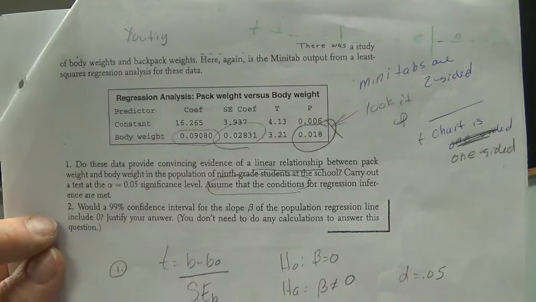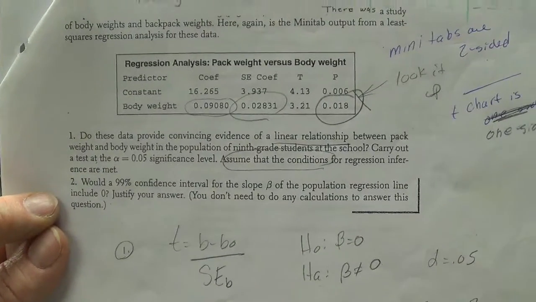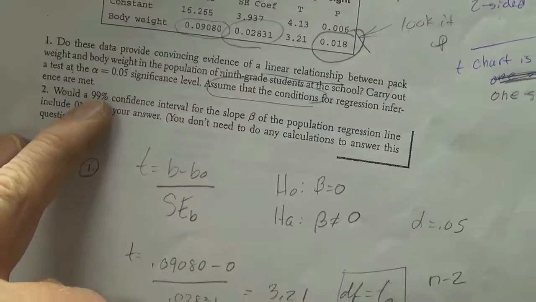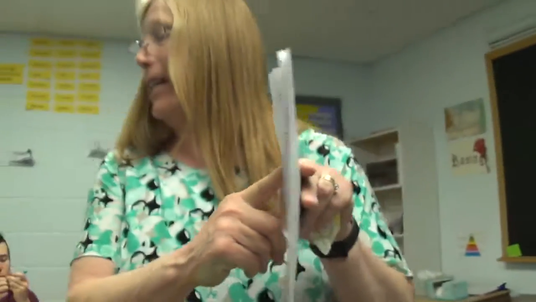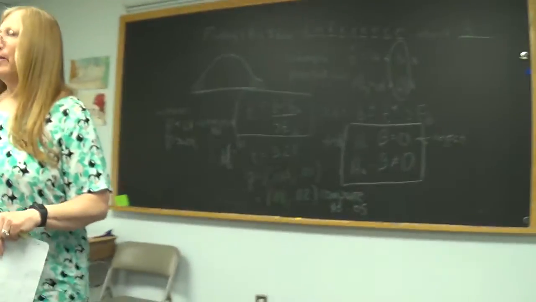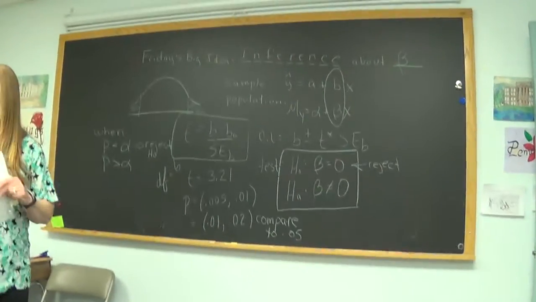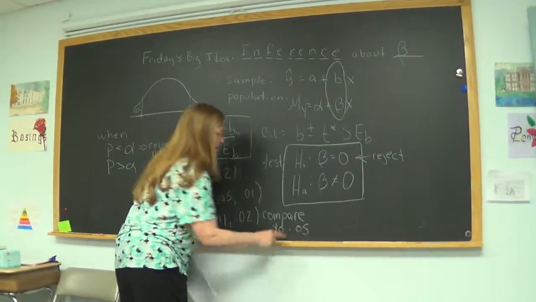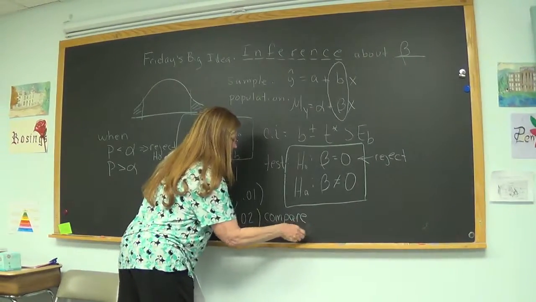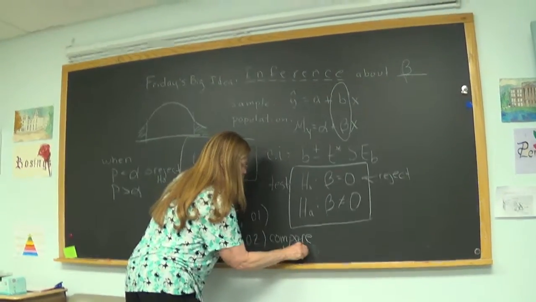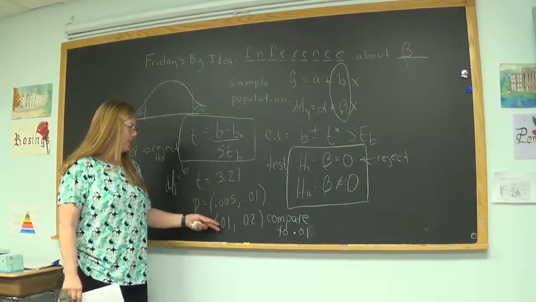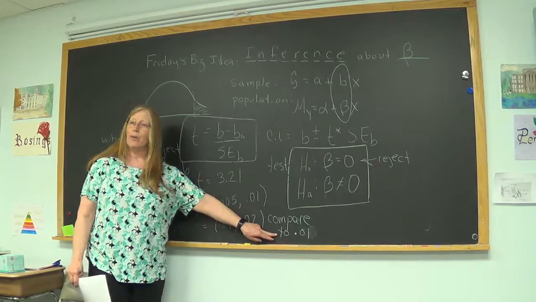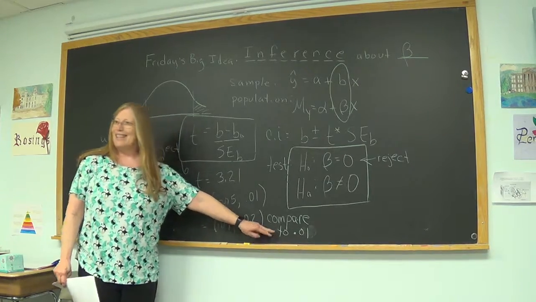We're doing number 2, and we're finding that the alpha is hidden in that 99%. And so what is alpha now? 0.01. All right, so now we're not comparing to 0.05, we're comparing to 0.01. So if the p-value is between 0.01 and 0.02, and we're comparing to 0.01, now it's confusing. Now what do we do?